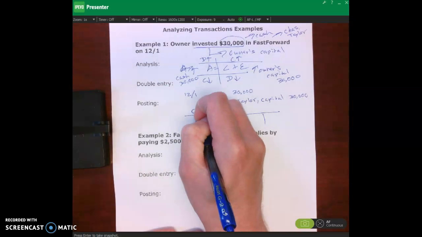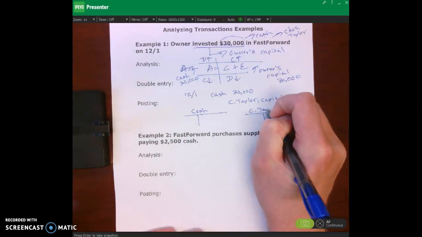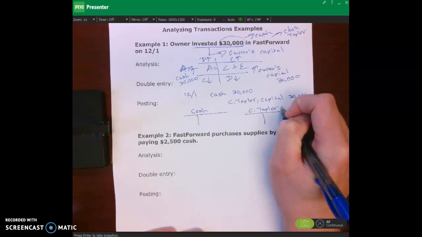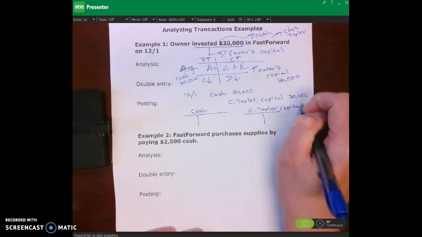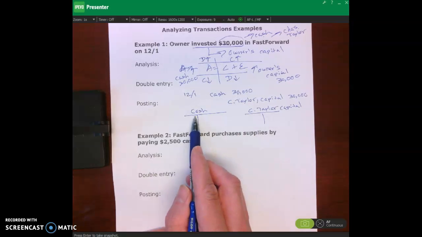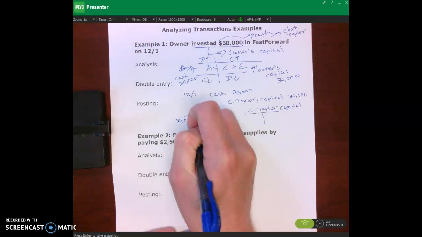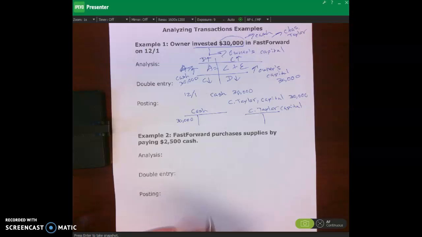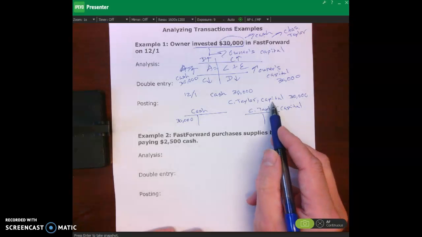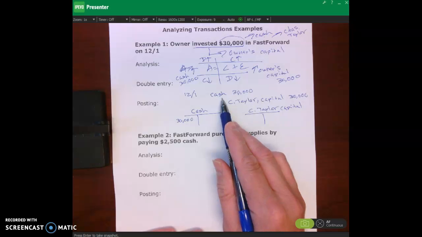So I've got my cash T account and C. Taylor Capital T account. What I have over here is, I can say, this is a 30,000 debit to cash. The left side of my T account is the debit side, so I put it on the left side right there. The right side of my T account is the credit, and I don't have a credit to cash. I only have a debit, right?